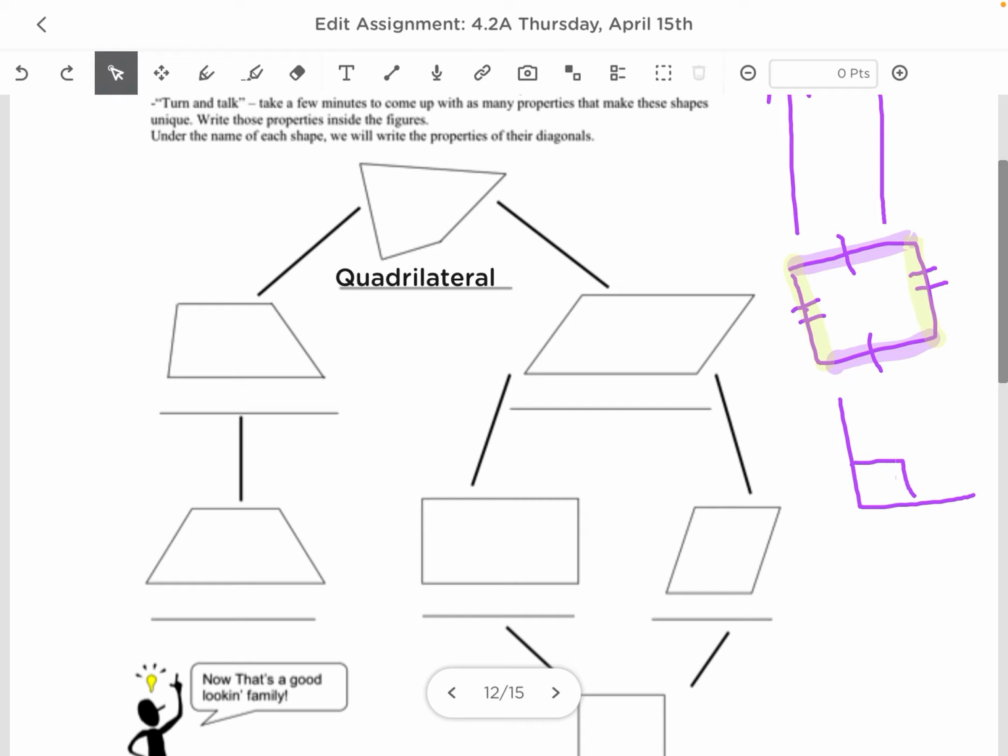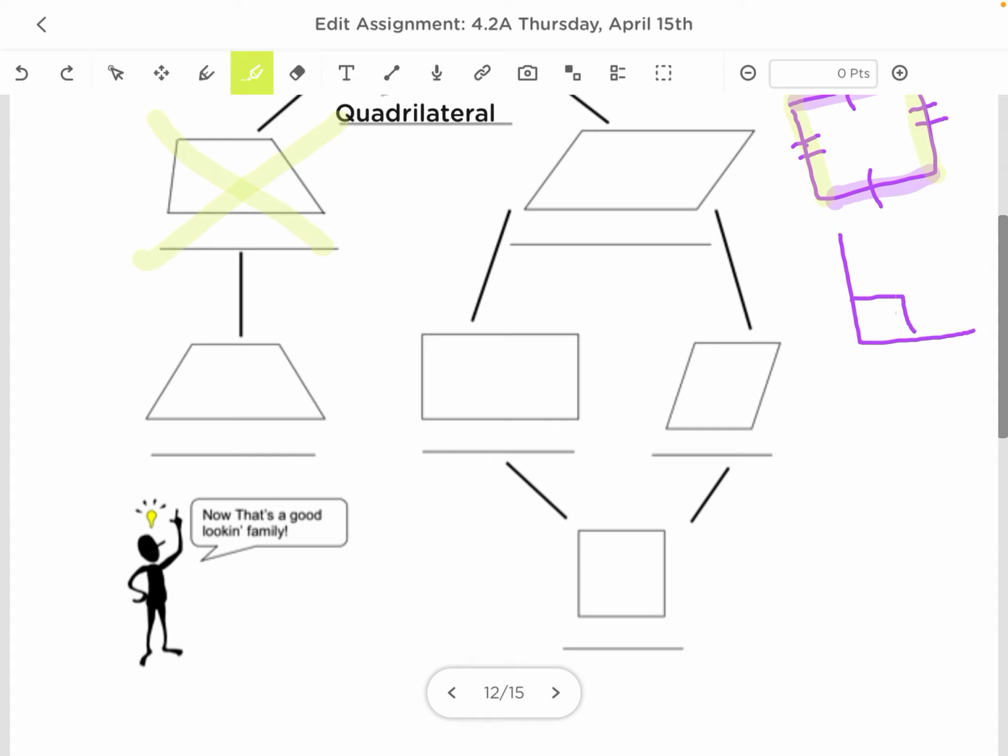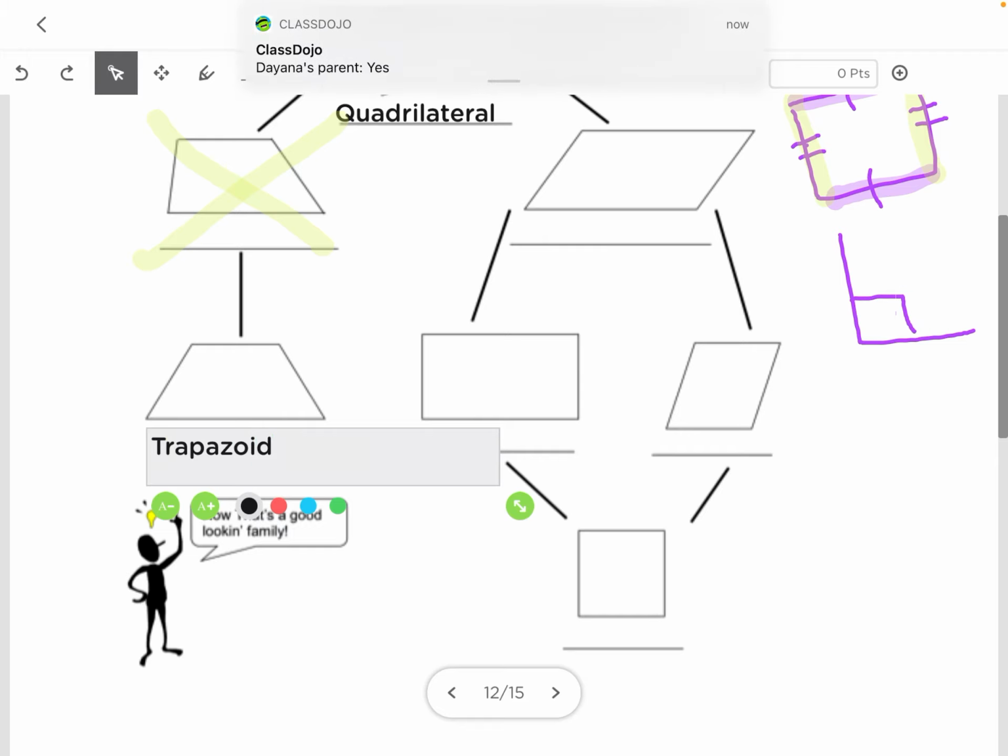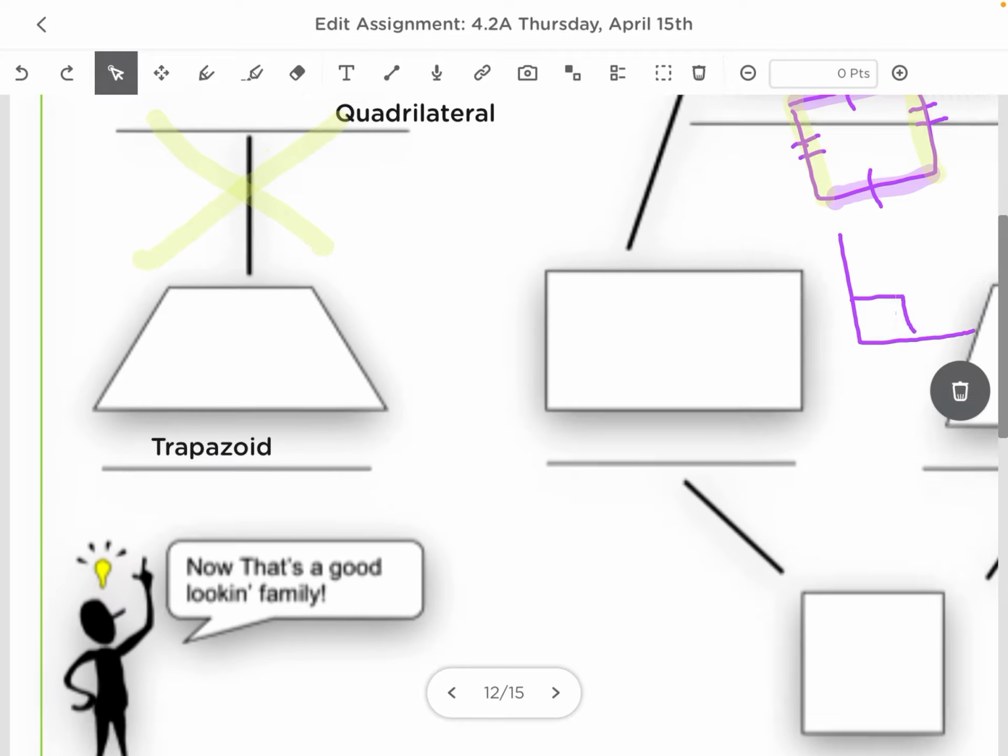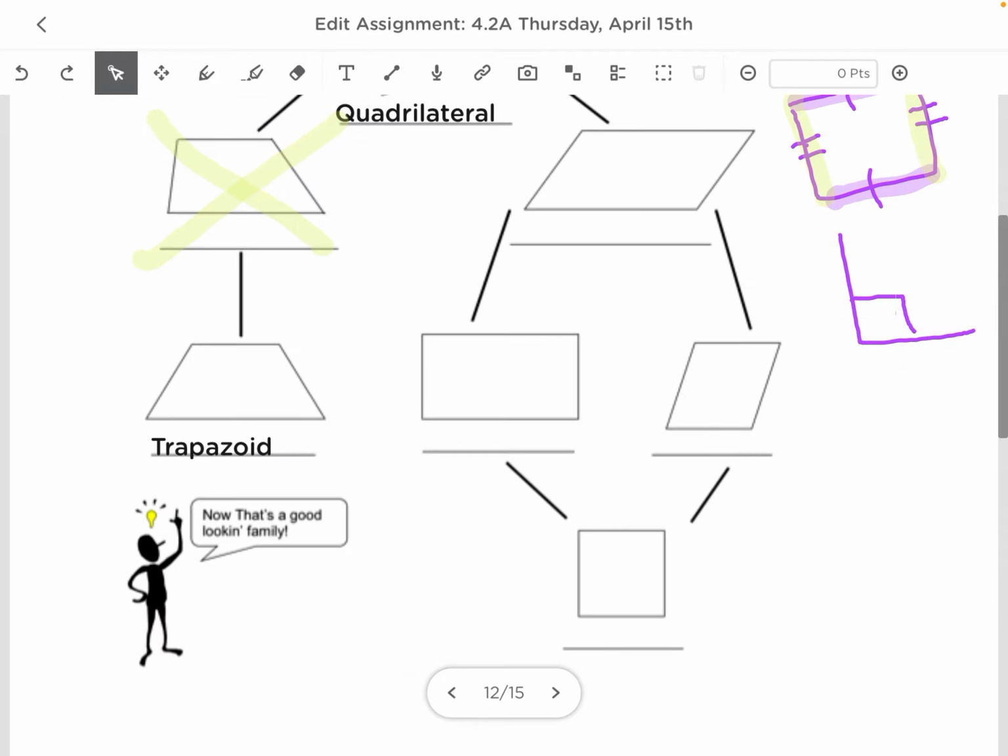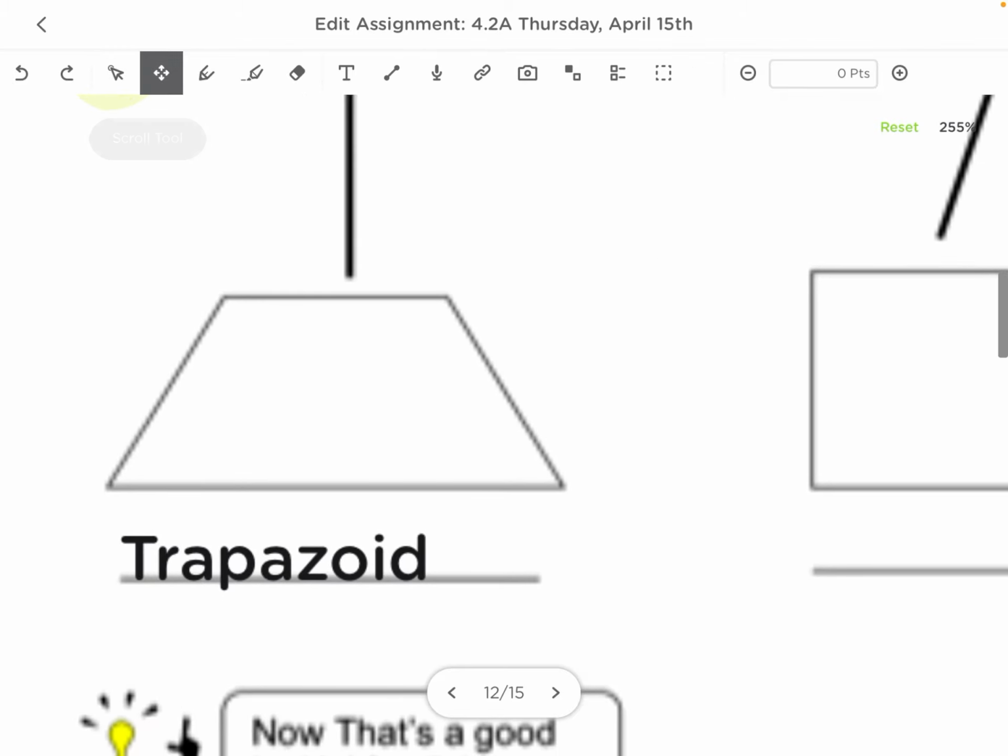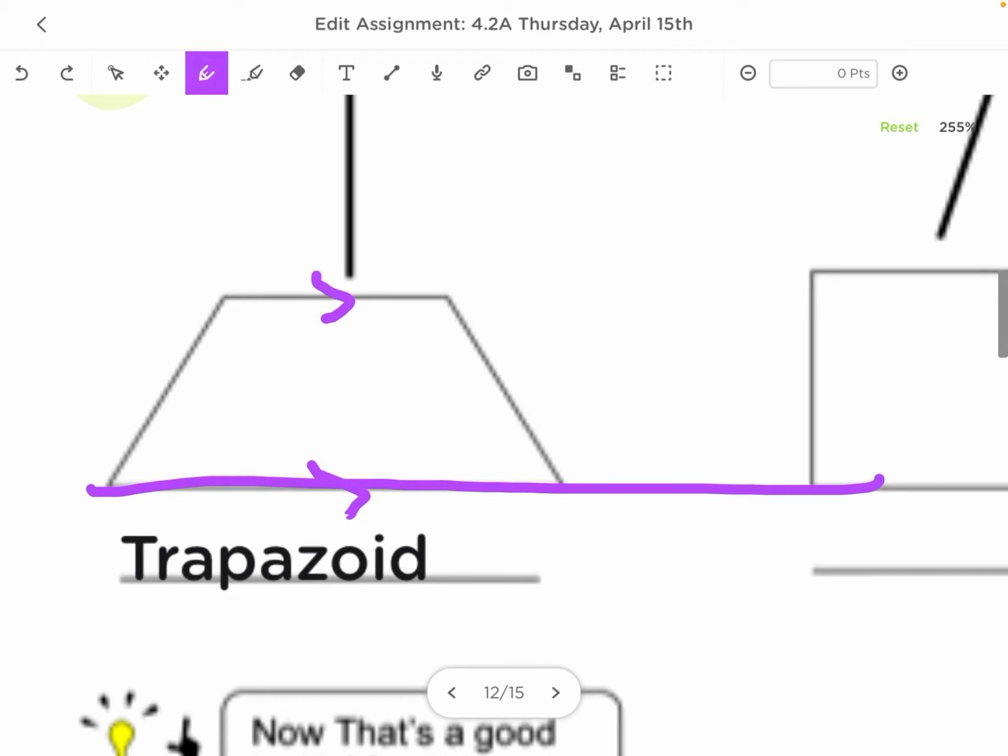Now, quadrilaterals are broken into 2 sections. We are going to cross off this one and move on to the bottom one, which is a trapezoid. A trapezoid has one pair of parallel lines. So this top line and this bottom line, if they continued on forever, they would never cross.